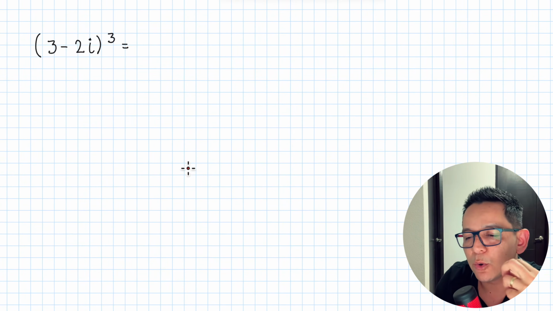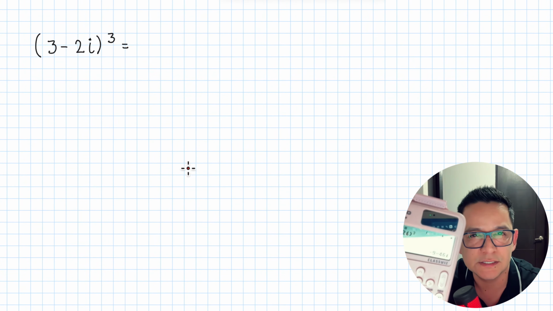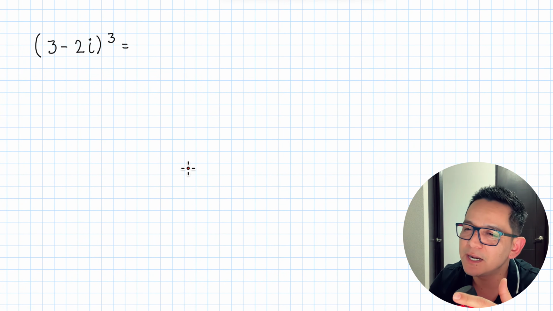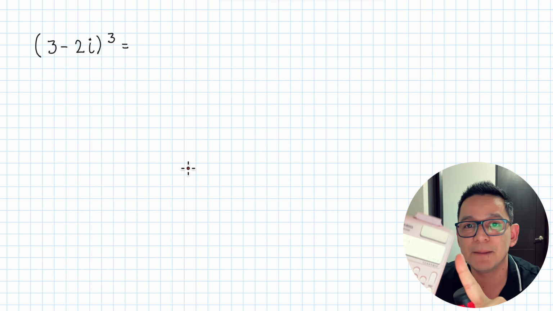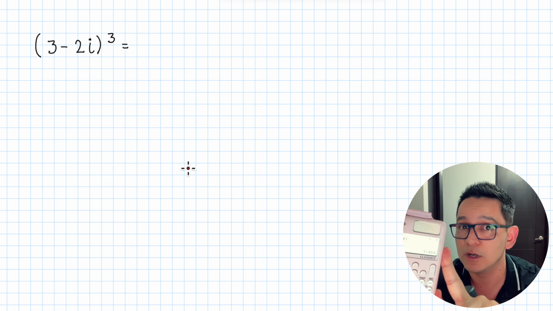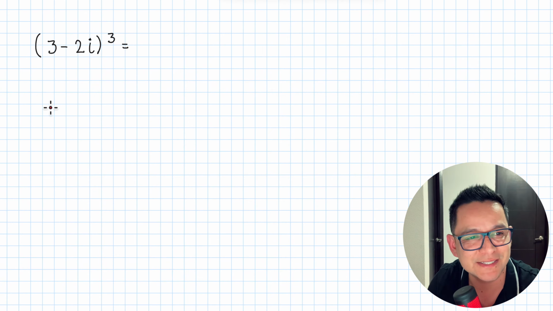I raised a complex number to the third power, and I got -9 minus 46i. How can I solve it by hand? And also, how can I enter it directly into the scientific calculator? If you want to see how it's done, watch the video; you'll see that it's pretty simple.